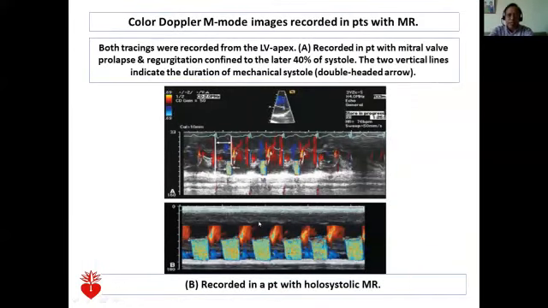So how can we differentiate a pan-systolic murmur and a late systolic murmur? This is an example of the pan-systolic murmur. And this is an example of the late systolic murmur. You can see the systole and the late systole. This is the pan-systolic murmur. Pan-systolic mitral regurgitation.